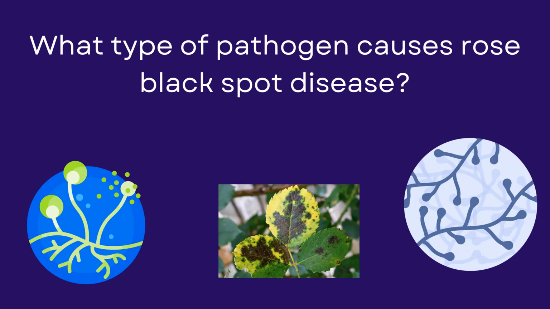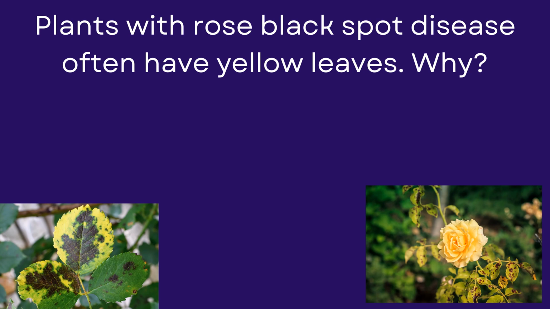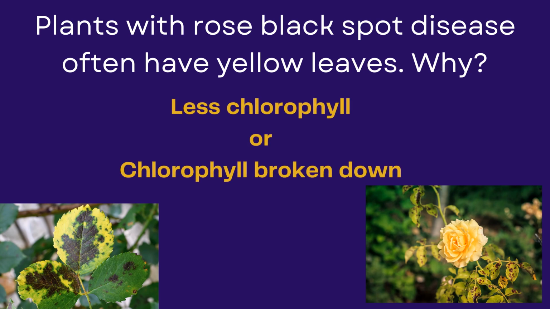What type of pathogen causes rose black spot disease? Fungus. Plants with rose black spot disease often have yellow leaves. Why? Very good. Less chlorophyll is present, or if you want to say chlorophyll broken down.